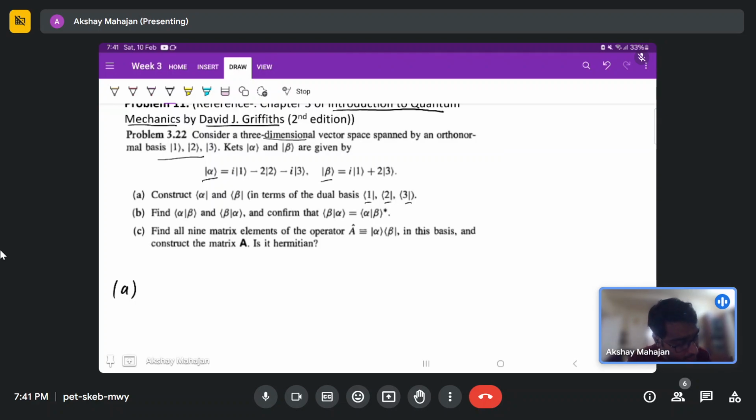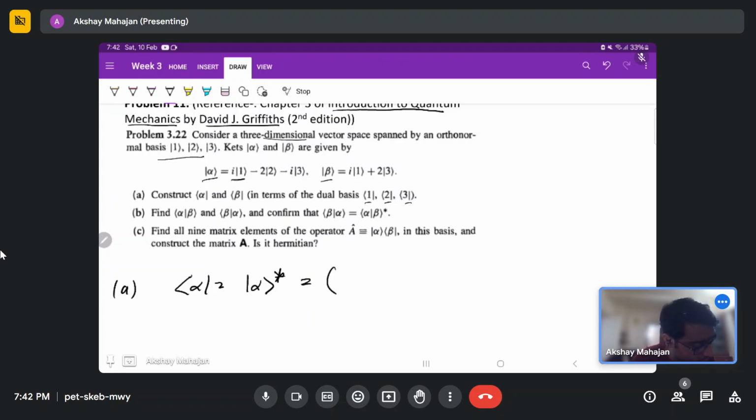So for this, if I have to form the bra of alpha, you just have to take whatever this is, so this ket will become your bra of 1, and you have to take the complex conjugate. So basically the bra of alpha, you have to take each of them, and this is a complex conjugate of this.